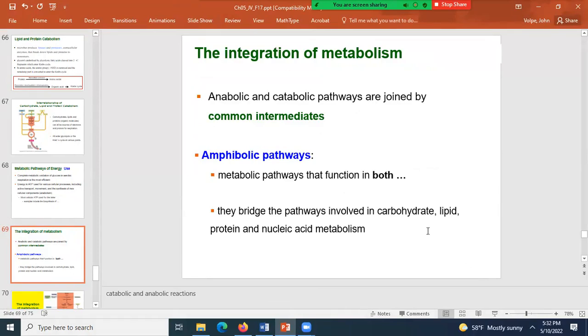Now, I've talked about anabolism and catabolism as separate and distinct pathways. However, they are integrated. There are common intermediates, and we call the pathways amphibolic if the pathway can move in both directions. The amphibolic pathways bridge the pathways involved in carbohydrate, lipid, protein, and nucleic acid metabolism.